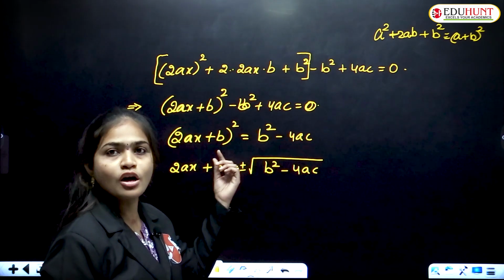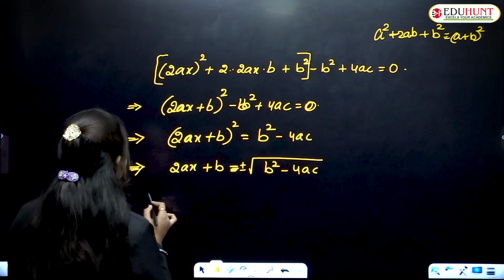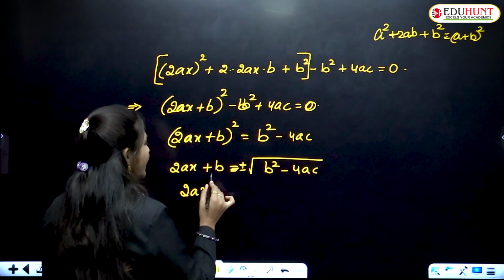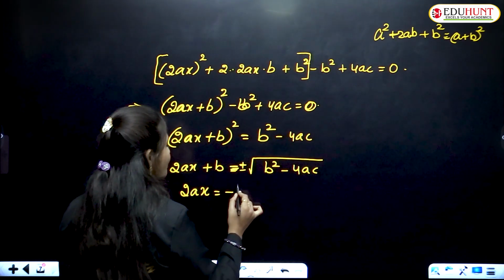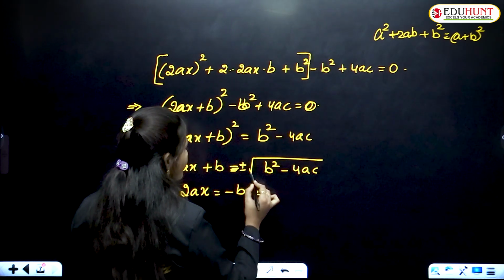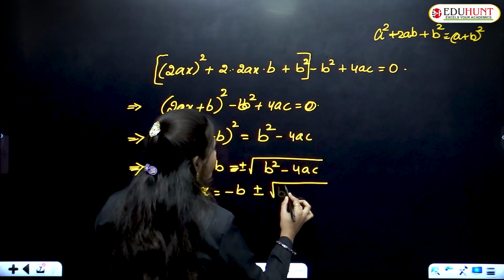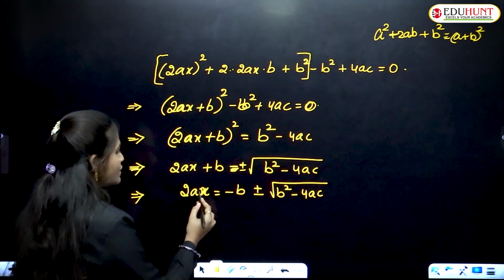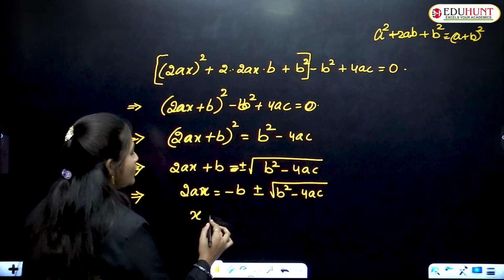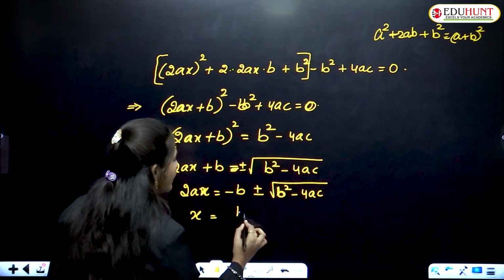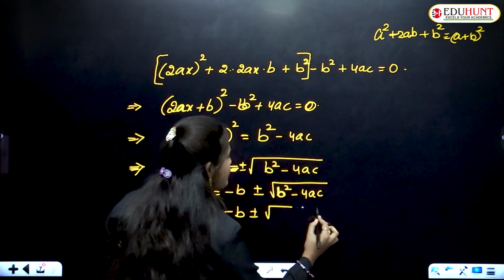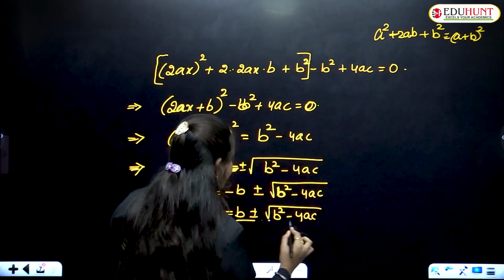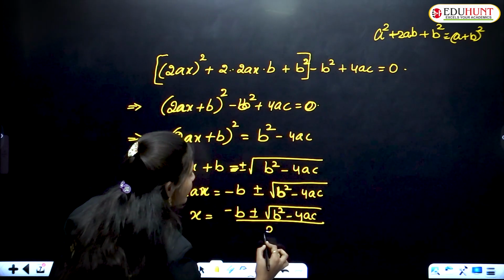We are finding the roots of x now. So until we get x, we have to continue the same process. So 2ax is equal to, here plus b is there, so that becomes minus b plus or minus square root of b square minus 4ac. So we are still finding the x value. So x is equal to minus b plus or minus square root of b square minus 4ac by 2a.